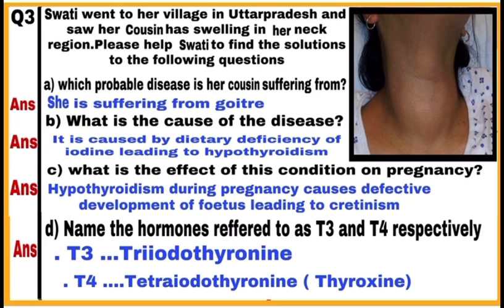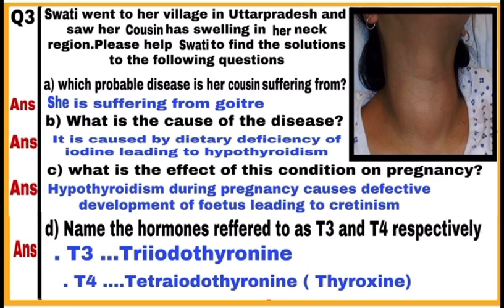डाइट में आयोडीन की कमी से थायराइड ग्लैंड्स में थायरोक्सिन हार्मोन नहीं बन पाता है, which led to swelling in the glands. Part C. What is the effect of this condition on pregnancy? Hypothyroidism से there can be defective development of fetus during pregnancy, leading to a disease called cretinism.